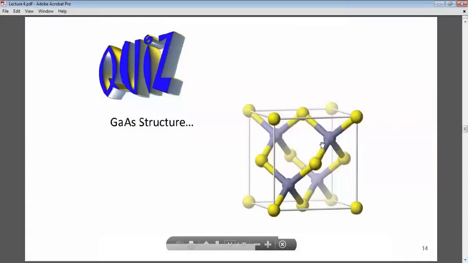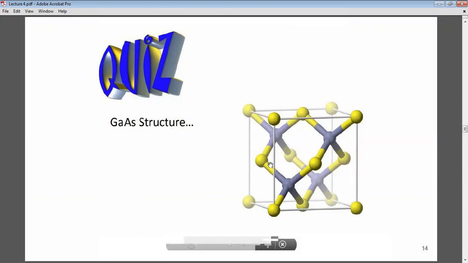Let's look at the structure. Gallium arsenide. Is it a lattice? Right? Is it a lattice? So what we see, let's look at the yellow stuff. The yellow stuff, they are occupying all 8 corners and they are occupying all the faces, right?